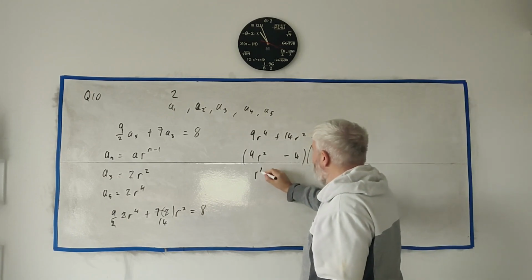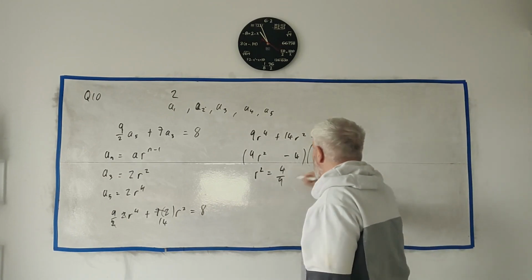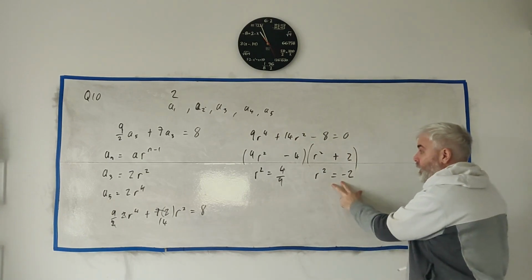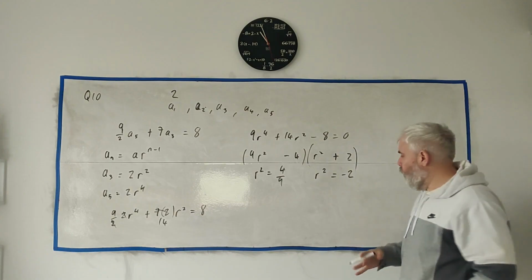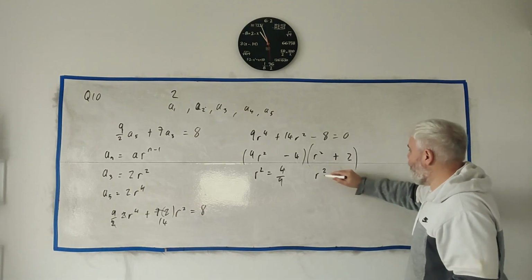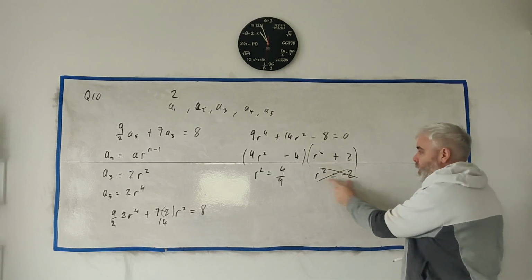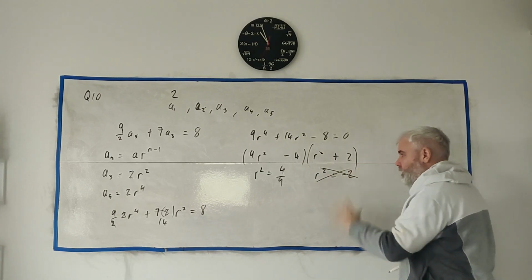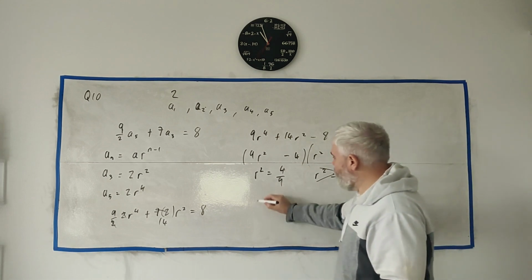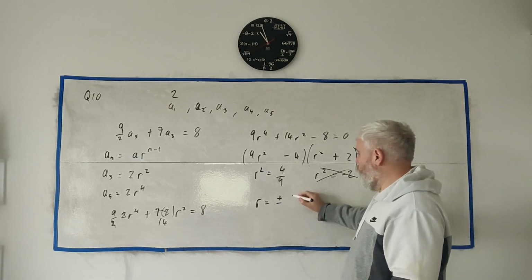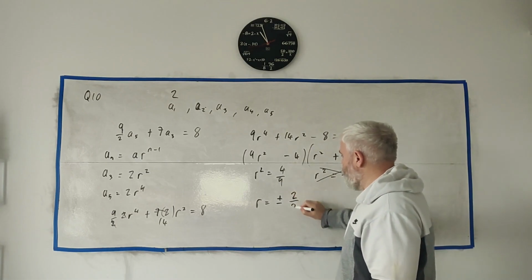So we're left with r squared is equal to 4 over 9, or r squared is equal to minus 4. Now you can abandon this one because we're in Paper 1. Paper 1 doesn't have any complex numbers, so that one's gone. You can't have r squared being a negative. Impossible. So we solve this, we get r is equal to plus or minus the square root of 4 is 2, square root of 9 is 3.